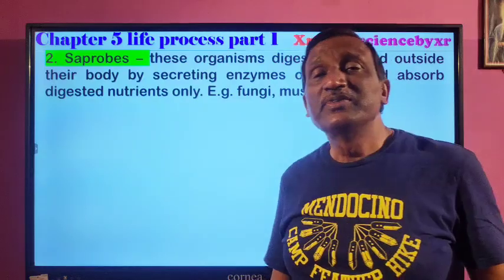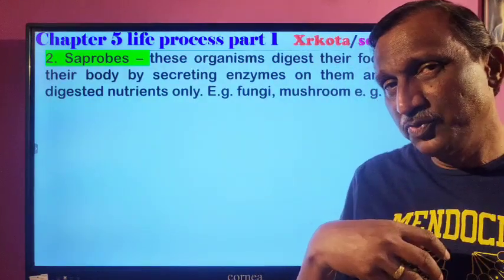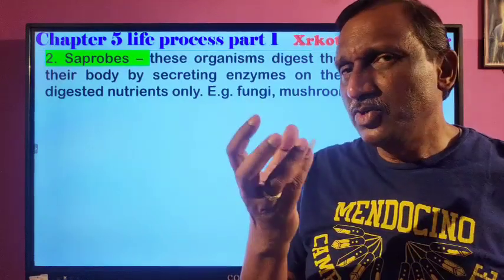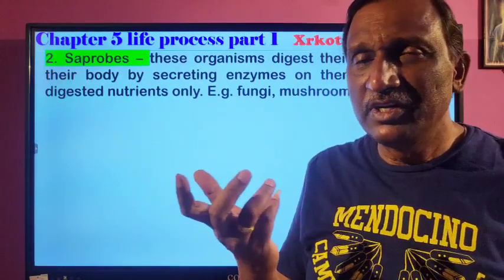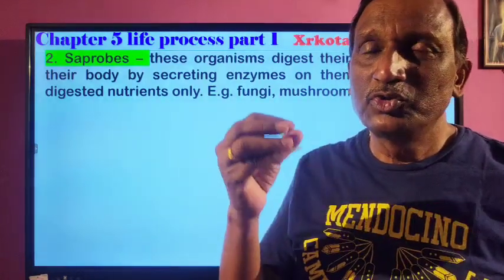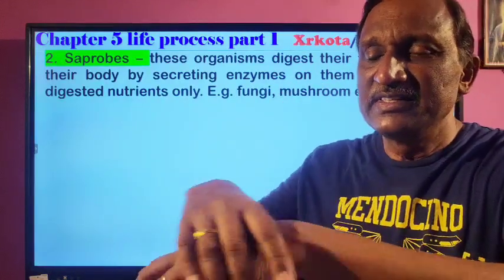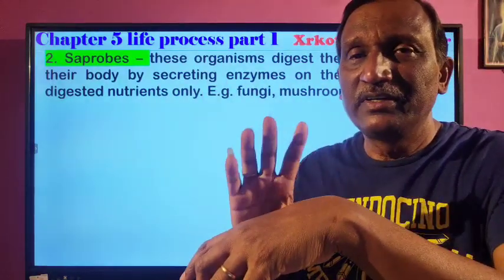Saprobes are those organisms which do not digest their food inside their body, rather they digest their food outside the body. They are microorganisms or small organisms. They do not have organs to digest their food. So what they do, they secrete digestive enzymes. Say for example, this is someone's hand cut and detached from the body.